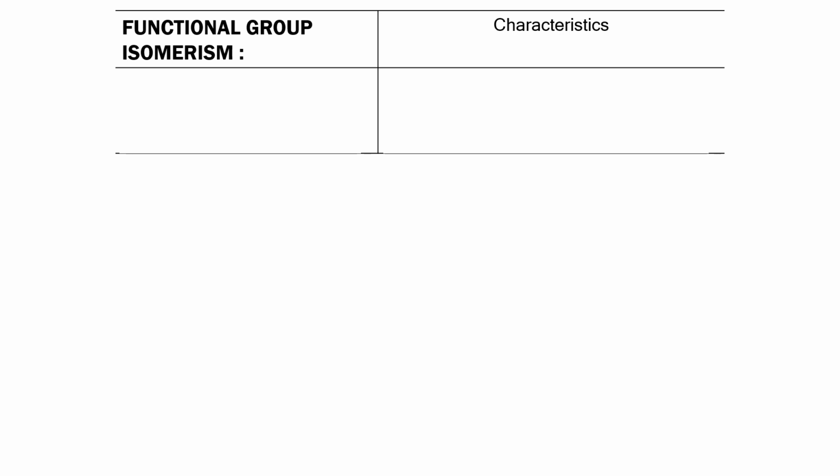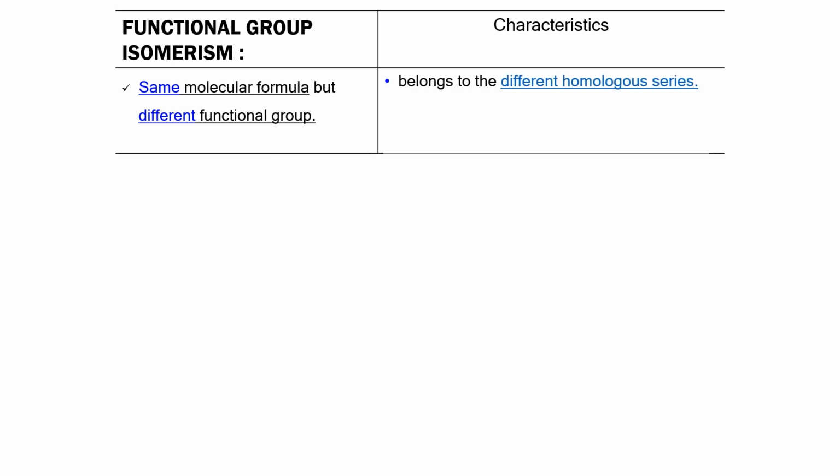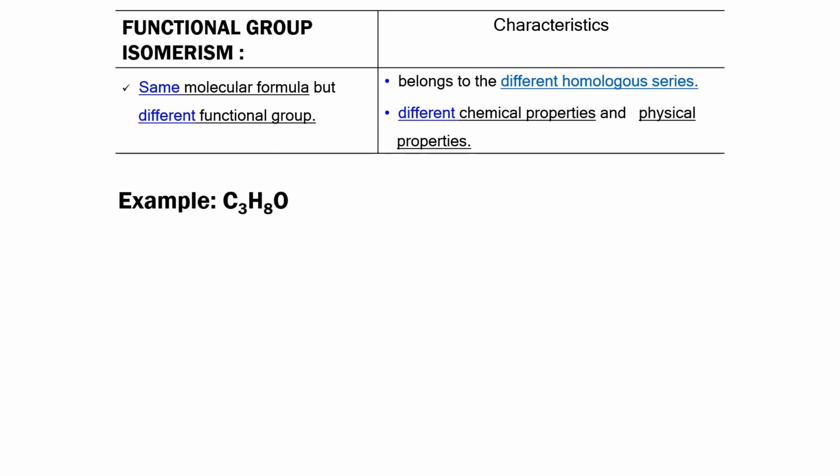The third type of constitutional isomerism is functional group isomerism. Functional group isomers have the same molecular formula but different functional groups. The characteristics of functional group isomers: they belong to different homologous series. They have different chemical and physical properties. An example of functional group isomers is C3H8O.